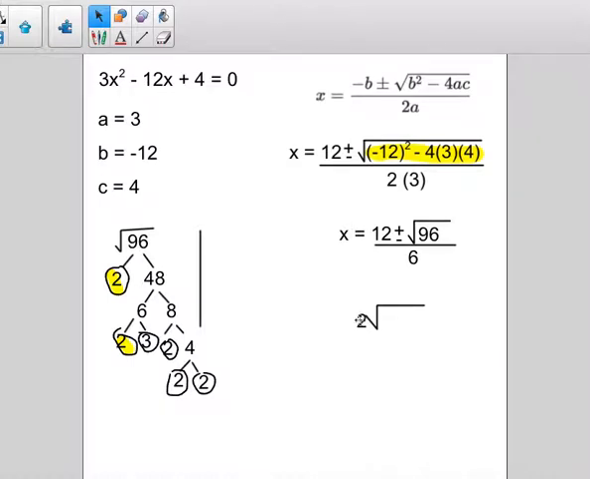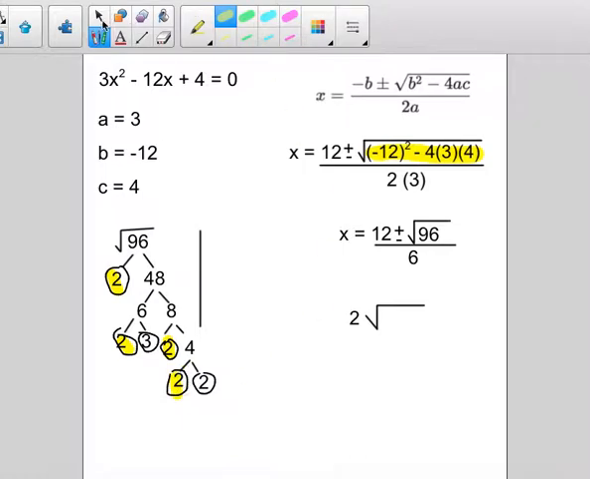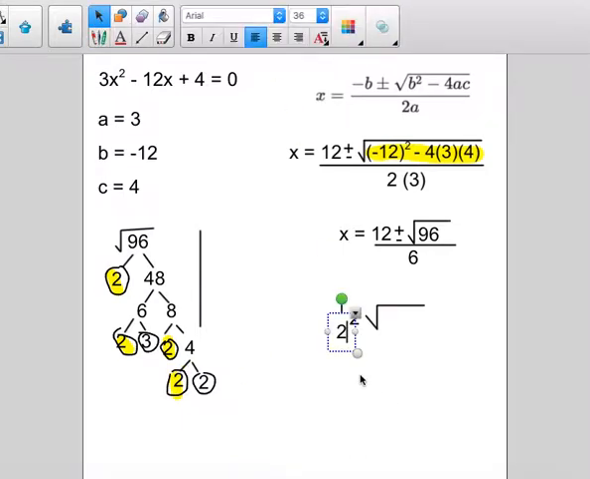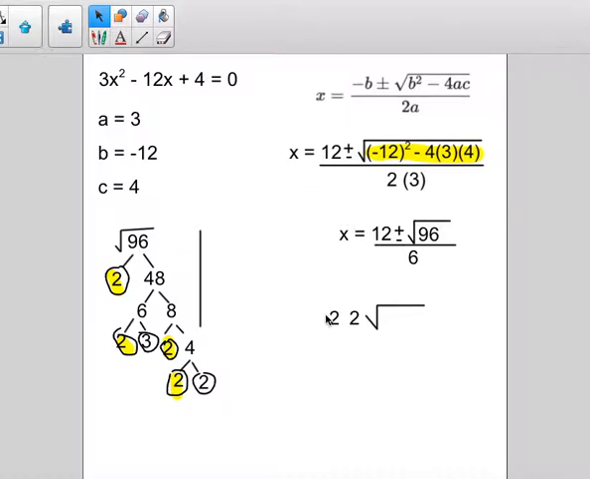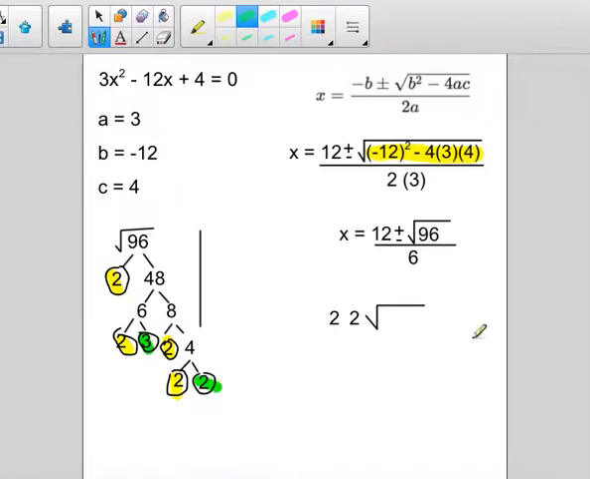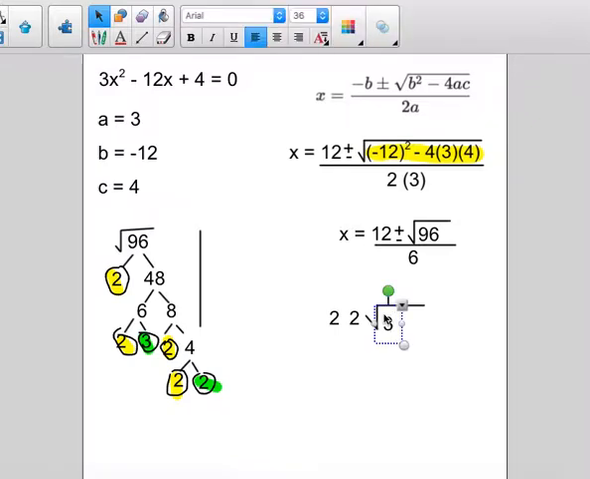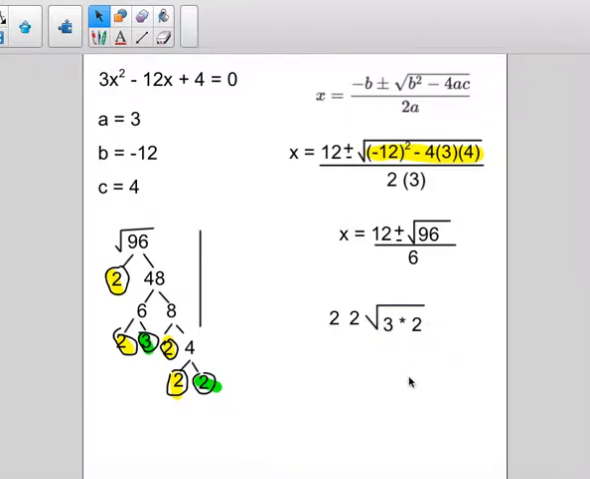And then I can make another match, 2 times 2. That puts another 2 outside of my radical. And then I've got a 3 and a 2 left that don't have matches. So the 3 and the 2 that don't have matches are going to go inside my radical. And I'm just going to multiply those.